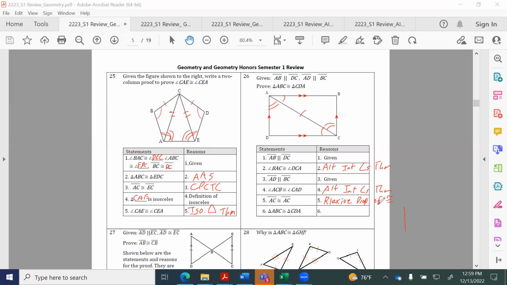Finally, we now have three parts. Once we have three parts, we can say the triangles are congruent because of one of our 5 triangle congruency theorems. On this one, we have 2 angles and a side, so it's ASA. ASA congruency theorem.